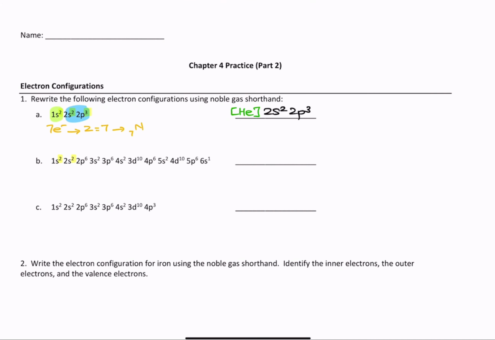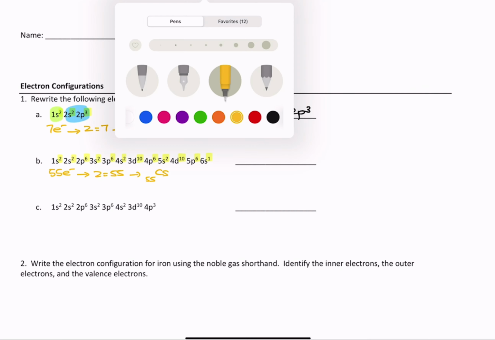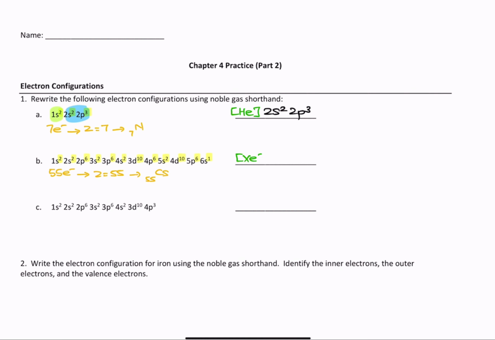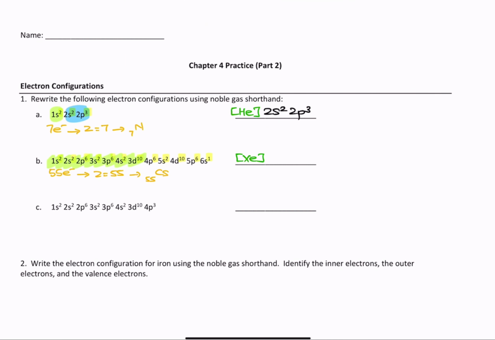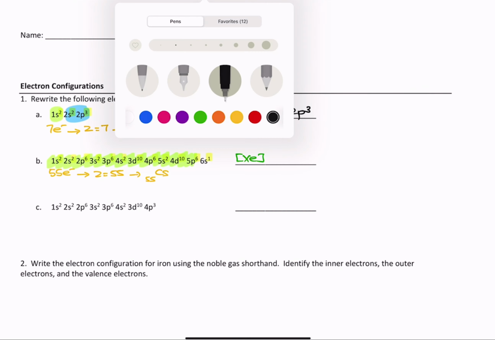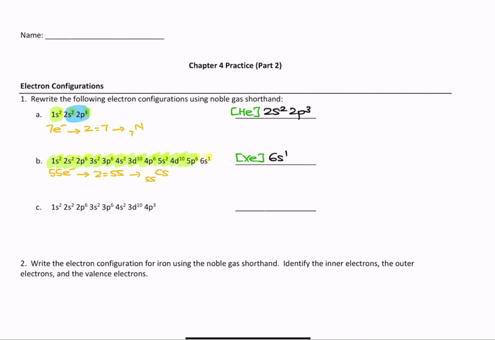So if you add all of these electrons together, we have here a total of 55 electrons. Atomic number 55. We're looking at cesium. The noble gas that comes before is xenon. Here are your inner electrons for xenon. And then we have the outer electron 6s1.